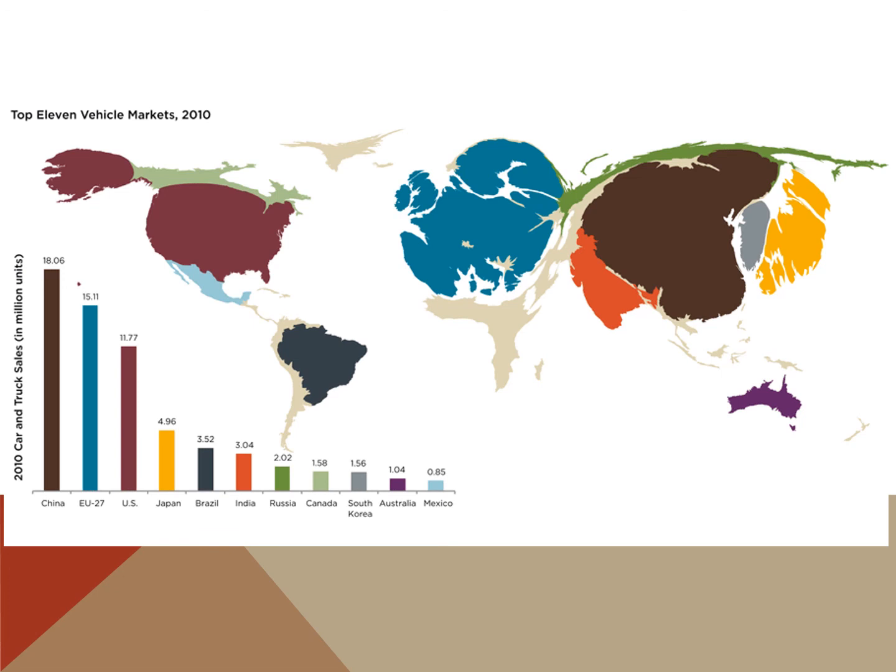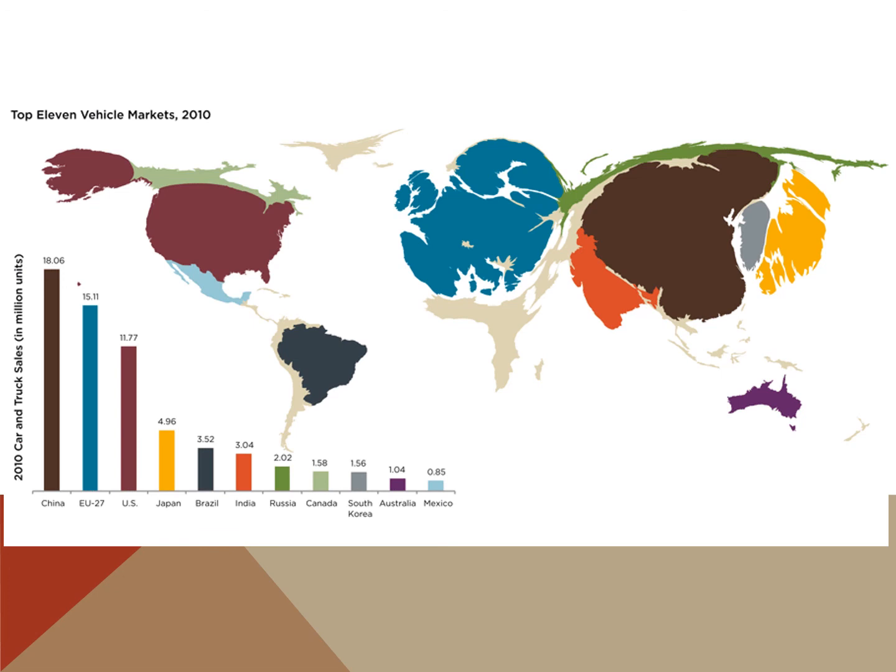Now, if we look at this, obviously this is amount of cars purchased. But we could also look at this and think of the percentage of cars purchased per population. For example, in China, they buy 18.06 million cars. They bought that in 2010. But if you think about how many people are in China, 1.4 billion, that's actually not a lot of percentage of cars based on the population.